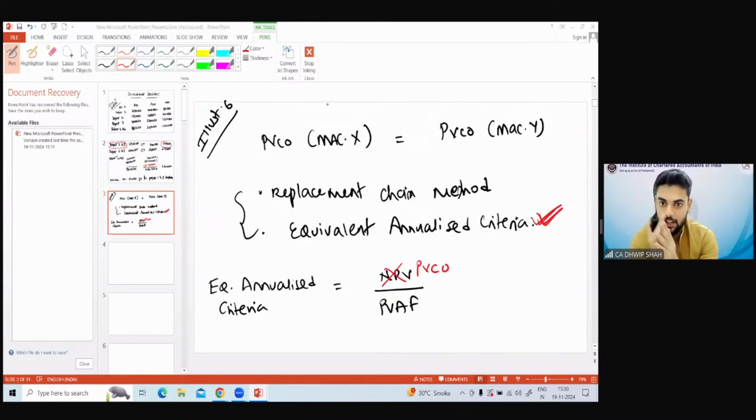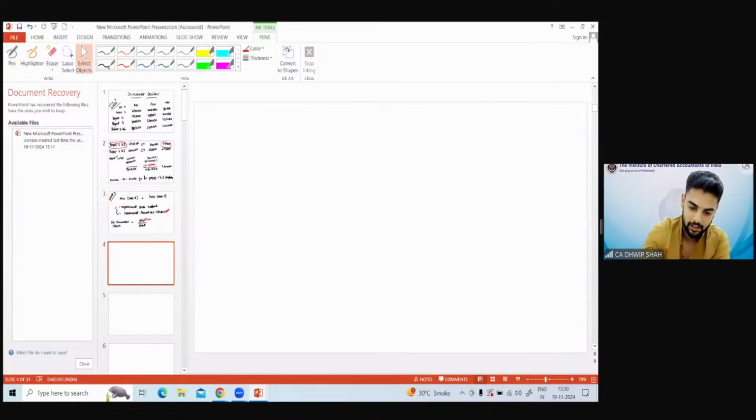Any doubts still here? Are you following the approach to solve, to attempt this question? That clarity you must have, how to proceed, how to approach the question. Any doubts still here? Anyone? Any queries? Okay, no response. Then I will move forward. So now let's calculate equivalent annualized criteria for machine A.